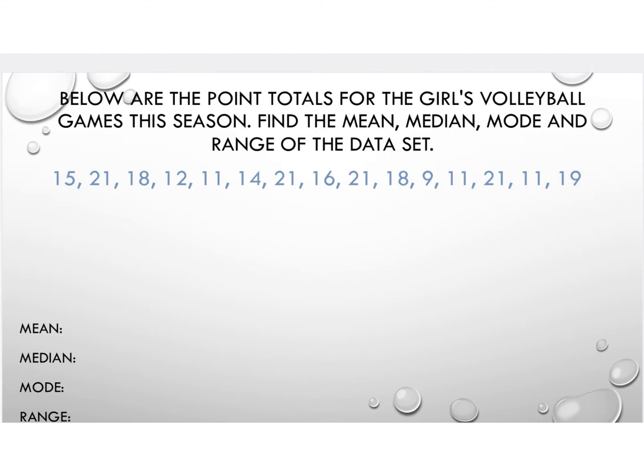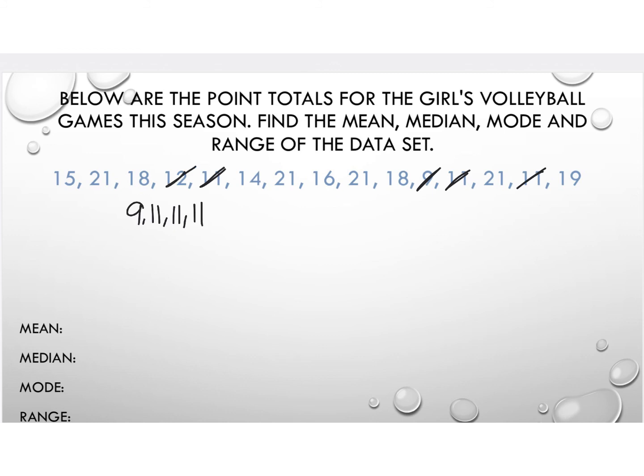All right, this next one below: the point totals for the girls' volleyball games this season. Find the mean, median, mode, and range. Okay, so right now this is all out of order, so we need to order them from least to greatest. I like to cross out as I go because I'm writing it again. So my smallest number here I can see is 9. Okay, I don't have any 10s, but I do have some 11s. I have 1, 2, 3 11s. My next number is 12.